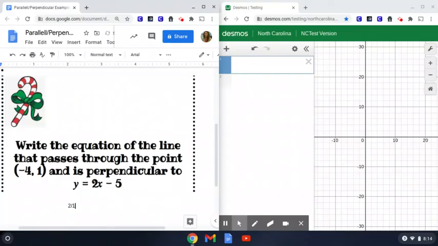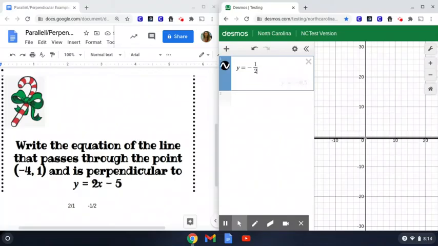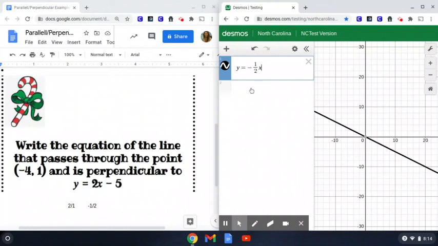And so we could really look at that as a fraction, as 2/1. So if we want to, first of all, make it opposite, we need a negative slope, and then we want to flip that fraction. So it would be 1/2. So we're going to enter in the start of our equation as y equals -1/2 x. So it should start graphing our line there, and we need it to pass through the point (-4, 1).